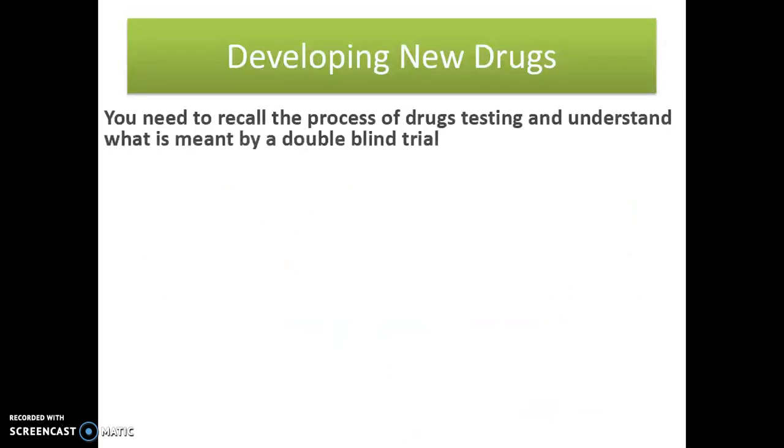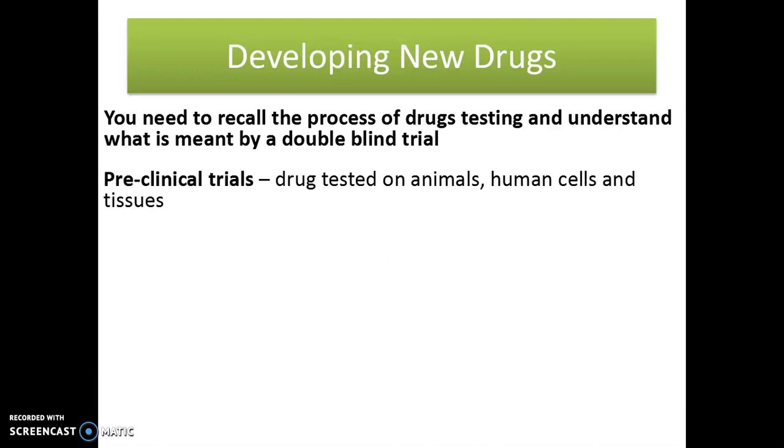Developing new drugs, so you need to recall the process of drug testing and understand what is meant by double-blind trials. So preclinical trials: the drug is tested on animals, human cells and tissues. Then you put it through clinical trials using double-blind testing.